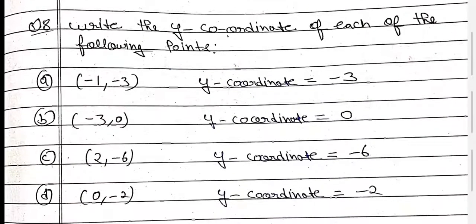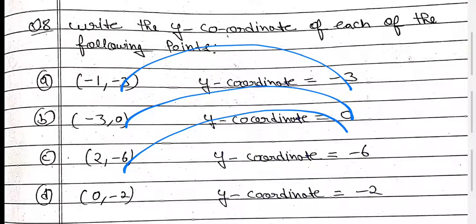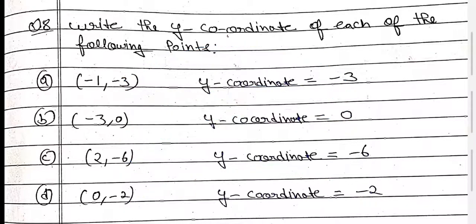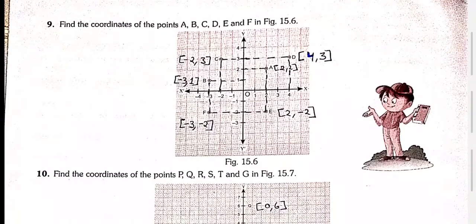Now the next one, write the y coordinate of each of the following points. Y coordinate is the second one. So y coordinate is -3, y coordinate is 0, y coordinate is -6 and y coordinate is -2. So hope all of you understand this one also. Now come to question number 9.